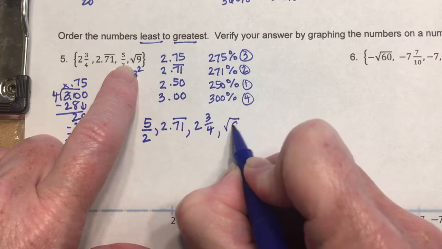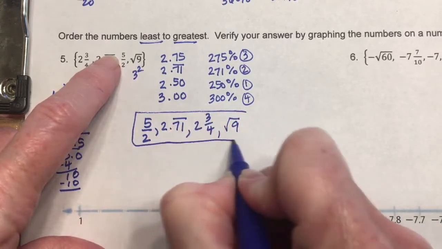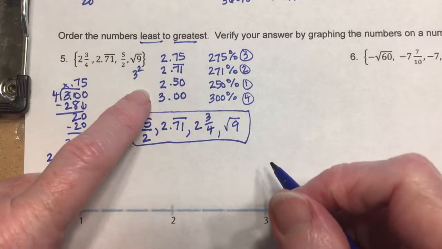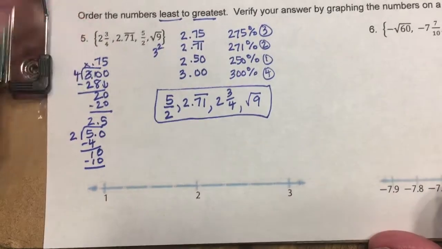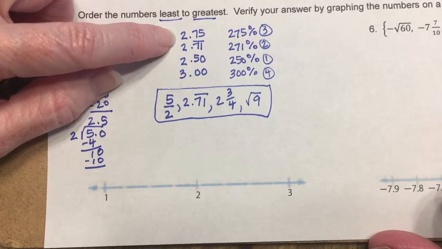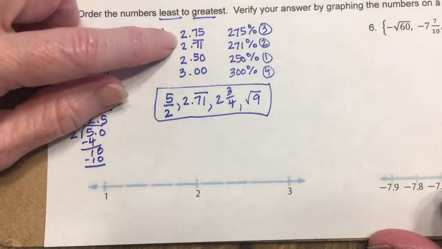Square root of 9. Okay, so I want to write my answer in the same form they gave me, even though I have to change the form in order to order it. It says verify your answer by graphing the numbers on the number line. So I'm going to go back to this right here, because I've got 1 and 2. So 2 and 3.